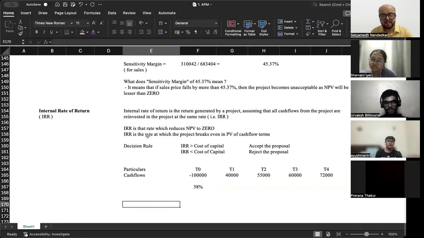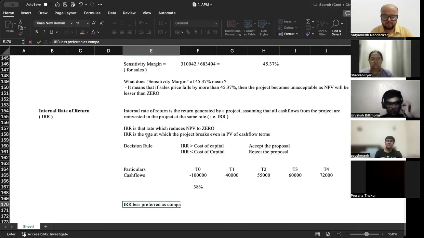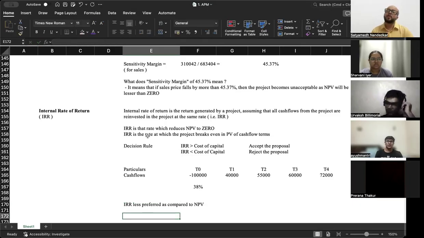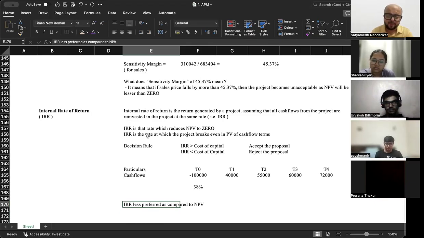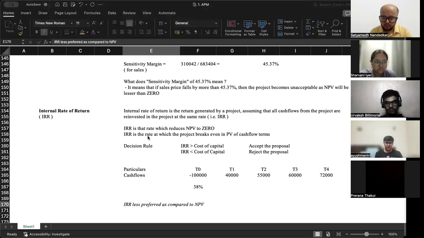IRR is less preferred as compared to the NPV method. IRR, one, it doesn't tell you how much of an increase in shareholder wealth is happening because of undertaking this particular project. Plus, it is based on so many assumptions that it might become a little difficult to incorporate this in decision making. NPV is a better method to determine which project should be chosen.